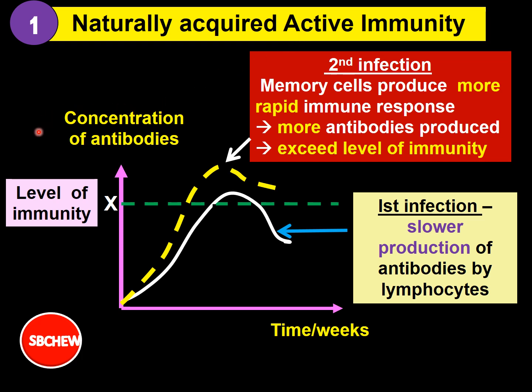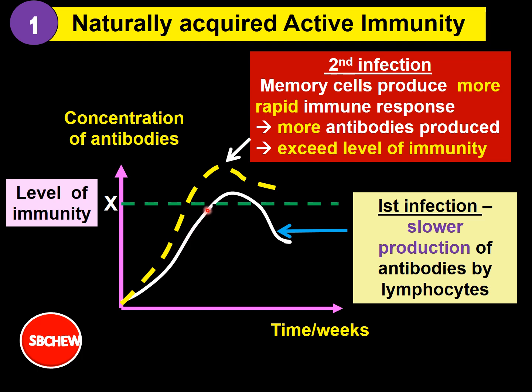Okay, so this graph shows the concentration of antibodies against time. Let's look at the white curve here. This is the first infection. So at point 0, the pathogens entered the body, and this stimulated the lymphocytes in the body of the person to produce specific antibodies to destroy the pathogens. Take, for example, the chickenpox virus. Once the virus goes into the body, the lymphocytes start producing the specific antibodies against the chickenpox virus.